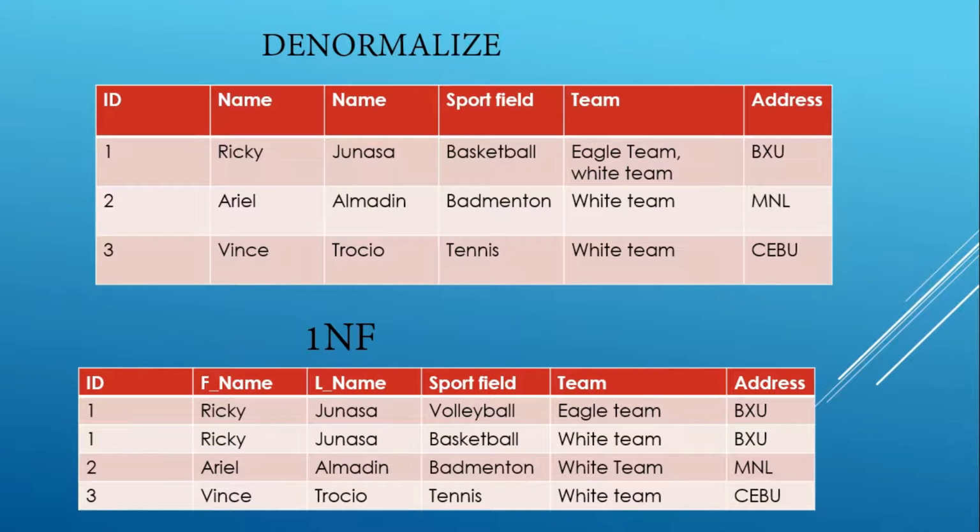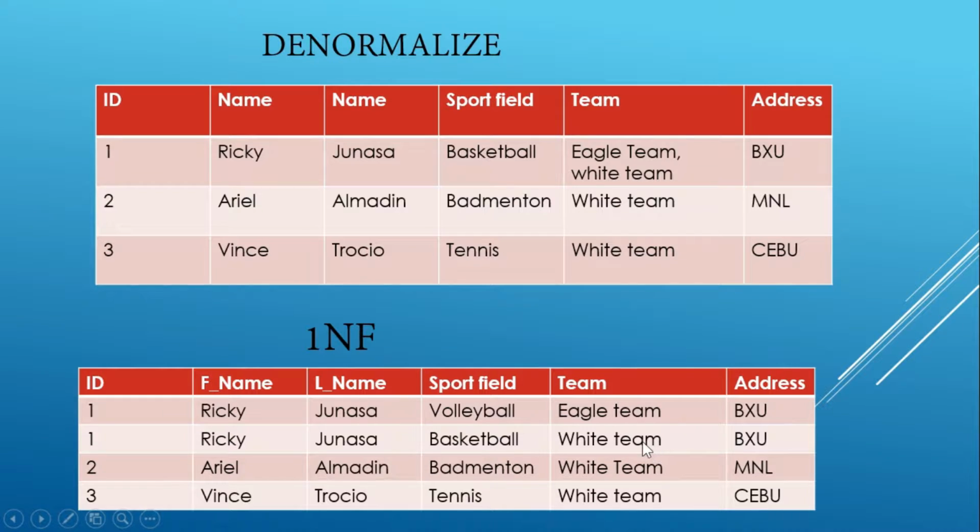Okay, so this is our first normal form. Because as we follow the rules, we separate the column name, which has the first name and the last name. And also, we have separated the rows for team, which has the eagle team and the white team.